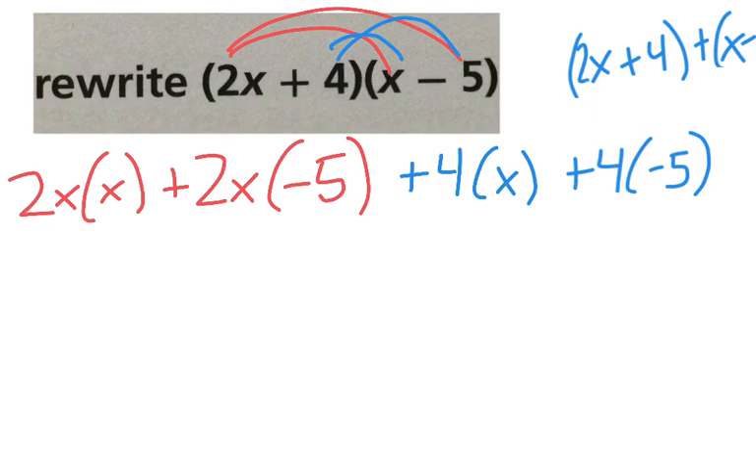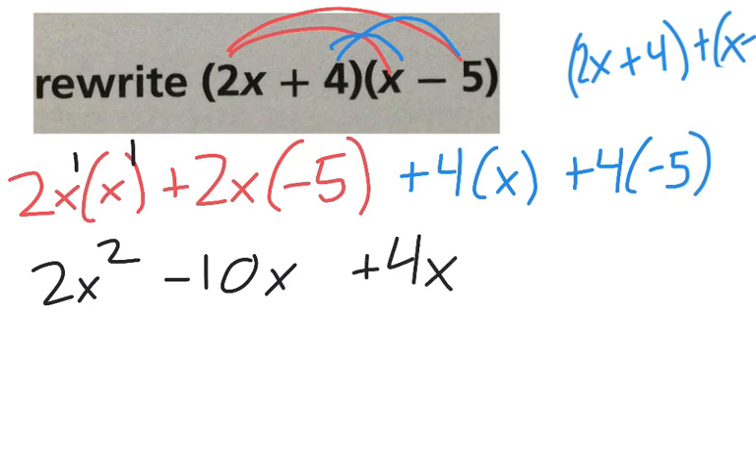So what is 2x times x? 2x squared. Remember, this is x to the first and x to the first. So do we put it in standard form after we get it? Yep, we're going to do that in just a second. But yes, it should be in standard form once you get done. 2x times negative 5. Negative 10x. Positive times a negative is a negative. 4 times x is positive 4x. 4 times negative 5. Negative 20.